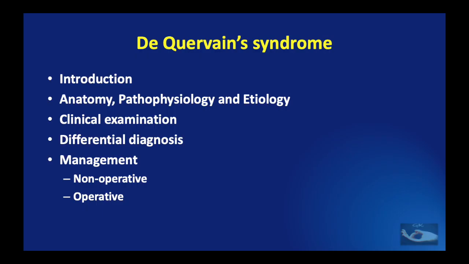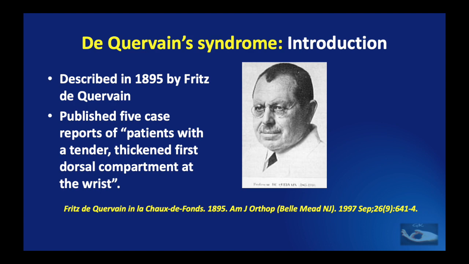We shall deal with de Quervain syndrome under the headings of introduction, anatomy, pathophysiology and etiology, the clinical examination, the differential diagnosis and the management, which will consist of the non-operative and operative options. This syndrome was first described in 1895 by Fritz de Quervain, a Swiss surgeon, who published 5 case reports of patients with a tender, thickened first dorsal compartment at the wrist.